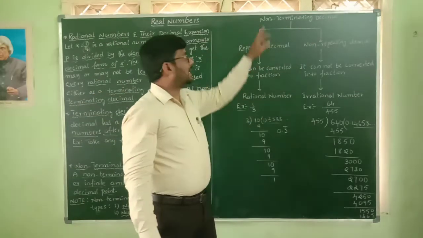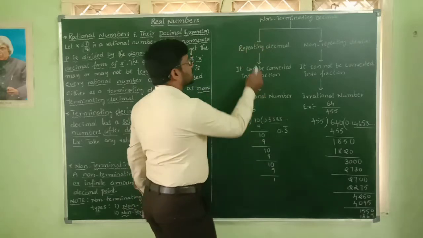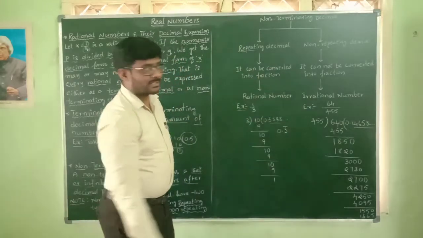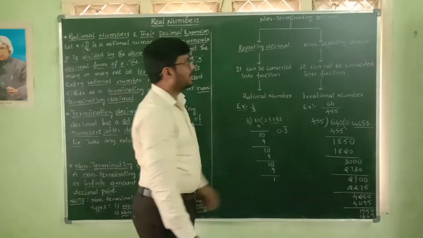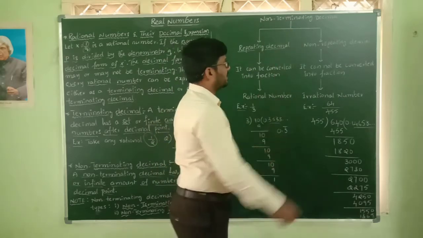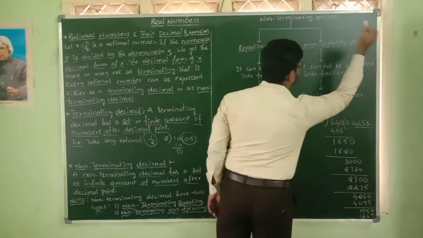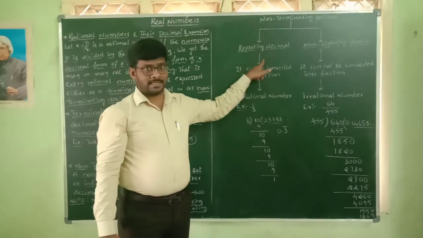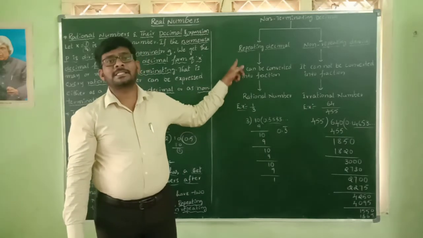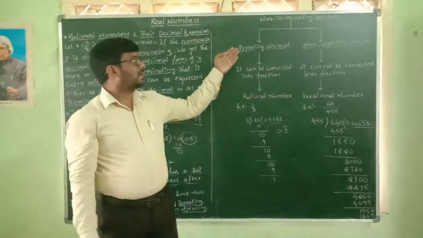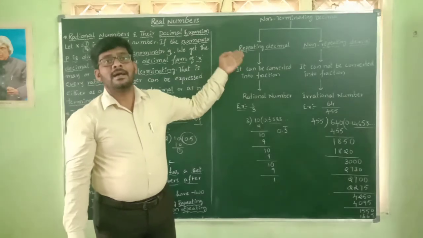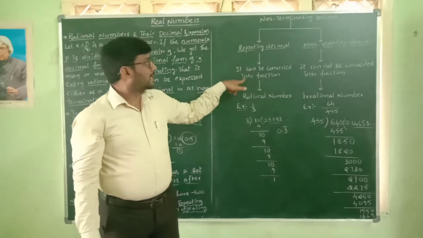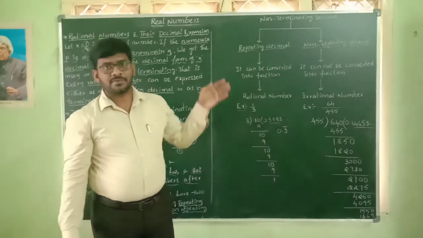Non-terminating decimal has how many types? Two types, namely non-terminating repeating decimal and non-terminating non-repeating decimal. Okay children, observe here: non-terminating repeating decimal. This decimal can be expressed as a fraction. Non-terminating repeating decimal can be expressed how? Into a fraction. Convert to fraction.